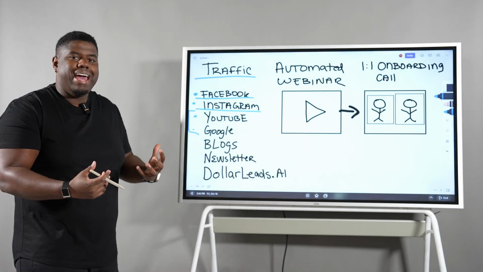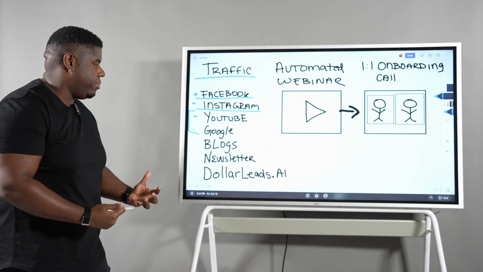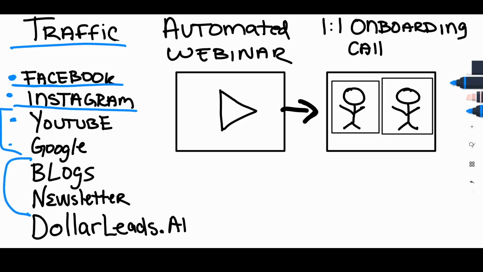Now, once you get your ideal customer's name, email, phone number, you can send them to blogs and newsletters and take them from those platforms directly into an automated webinar. So directly from Facebook, you can take that traffic from Facebook, send it to an automated webinar, or from Instagram to an automated webinar, from YouTube or Google to an automated webinar. Another platform that is one of my hidden gems is $leads.ai.